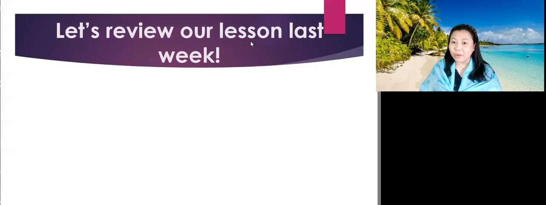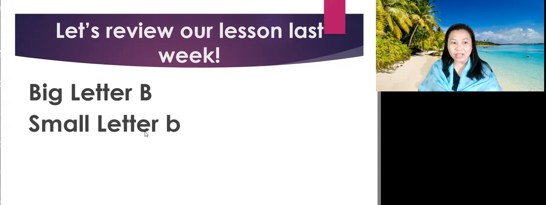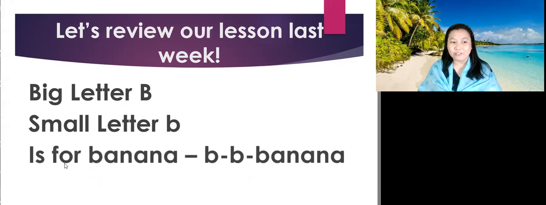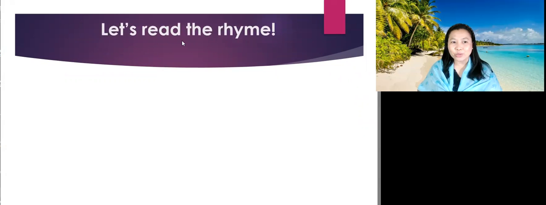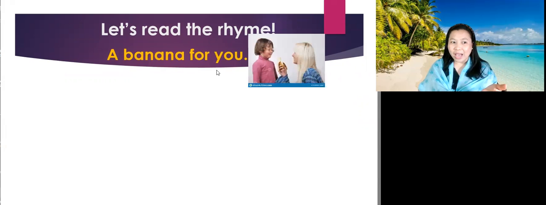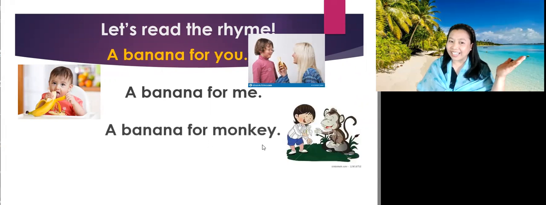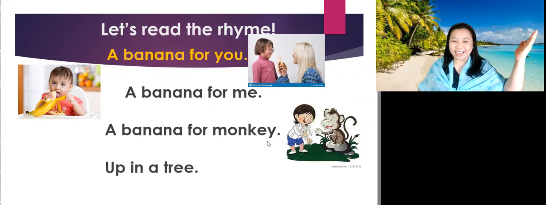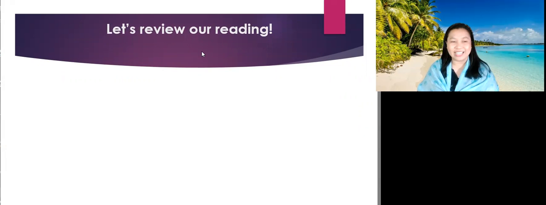Okay, let's review our lesson last week. Big letter B, small letter B is for banana. Yeah, this is a banana. Next is the rhyme. Let's read the rhyme. A banana for you, a banana for me, a banana for monkey up in a tree. All right, very good.